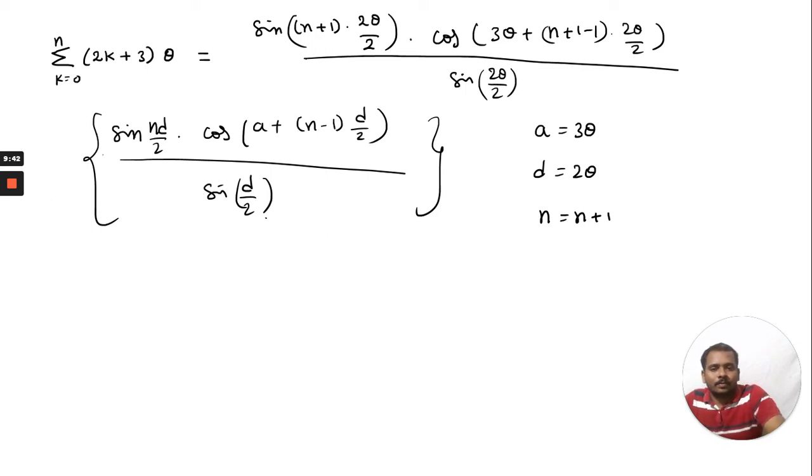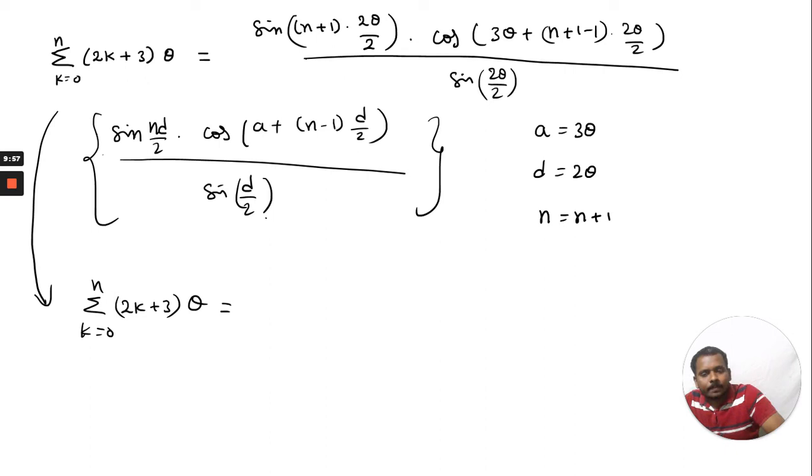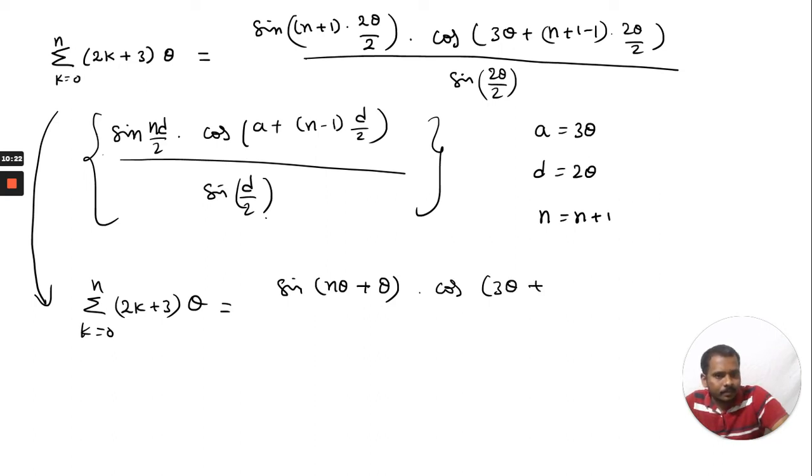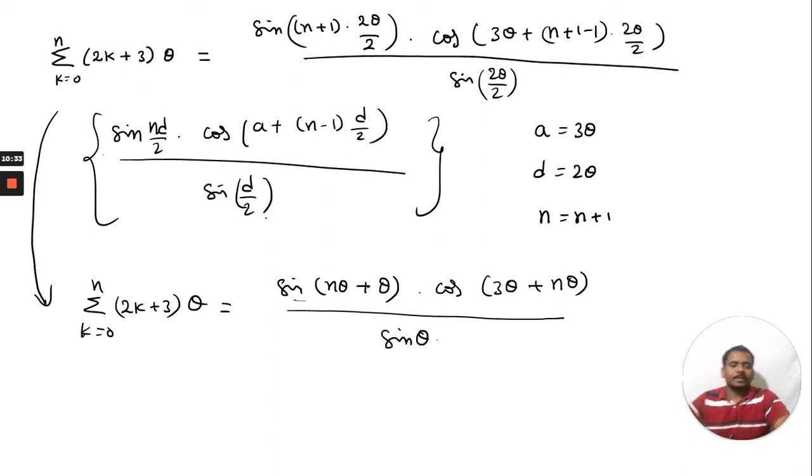Right? So now let's simplify this. We have sigma k equal to 0 to n cos (2k plus 3) theta equal to sin(n theta plus theta), and here we have cos(3 theta plus n theta), and the whole divided by sin of d by 2, that is sin of 2 theta by 2, which is sin theta, right?